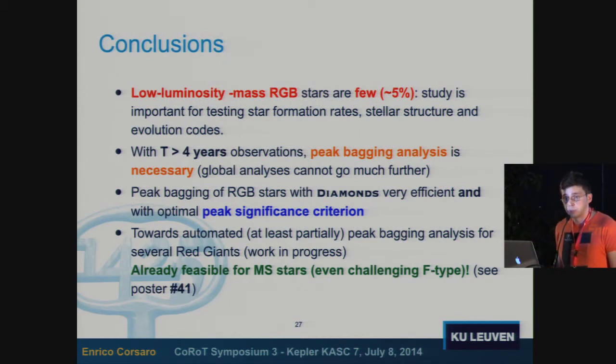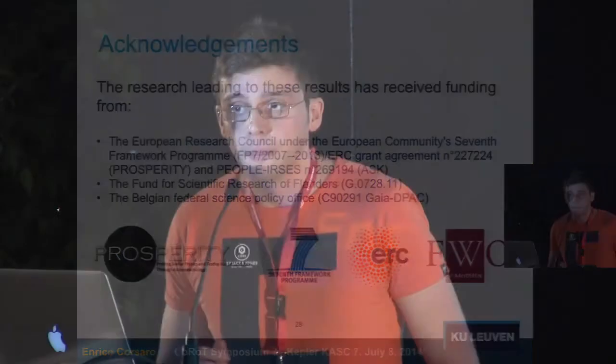So this puts us towards an automated, or at least partially automated, peak bagging analysis for several red giants, and this is already feasible with this code for main sequence stars, even challenging F-type stars, and there's something also shown in the poster. So, thank you.